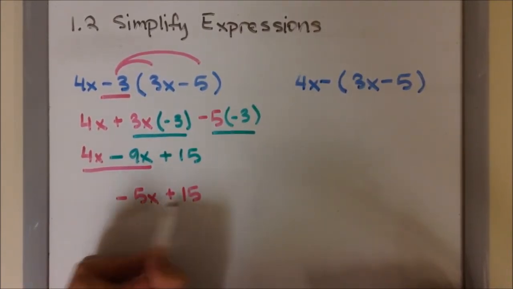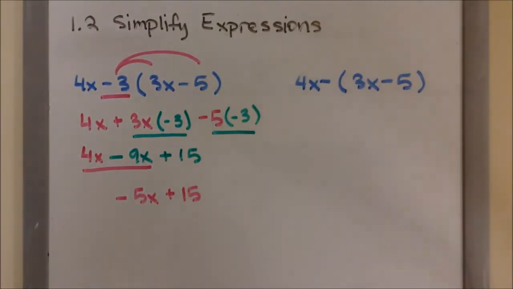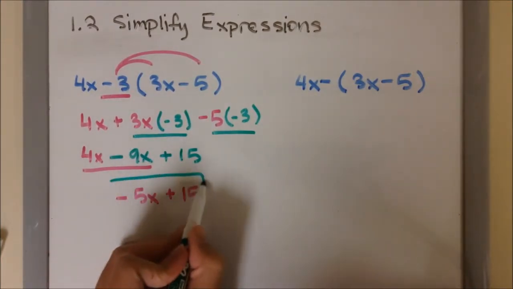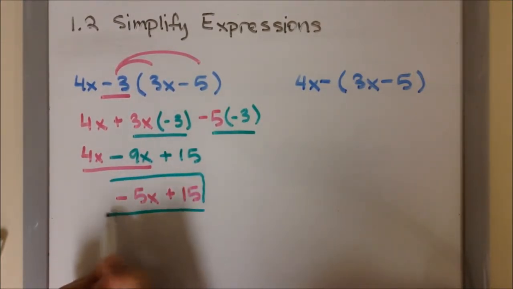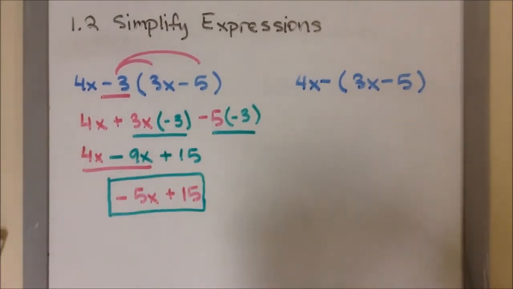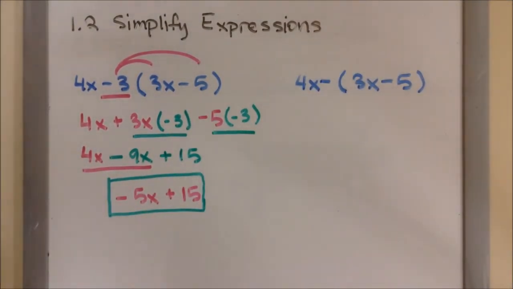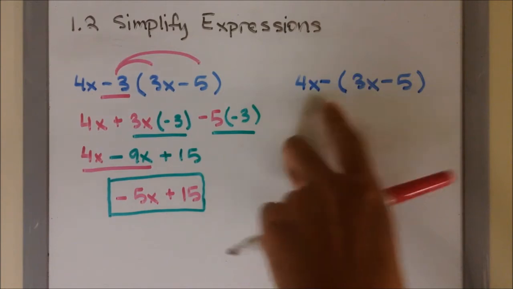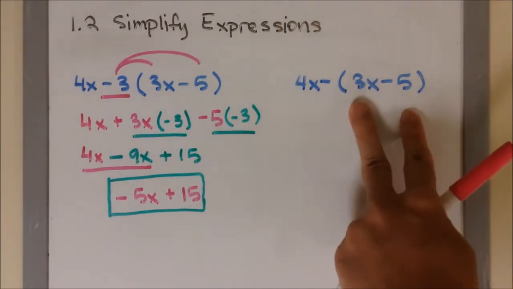Negative 5x has an x. 15 is just a regular number, different terms. So I can't do anything. This will be our final answer. In example 2, it's 4x minus the sum of 3x minus 5.